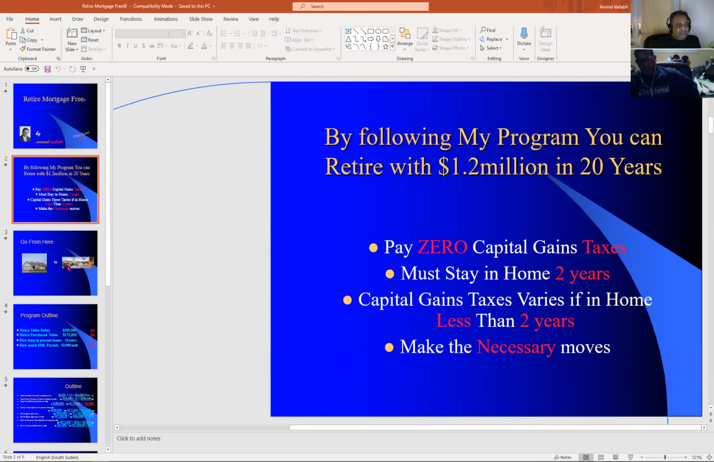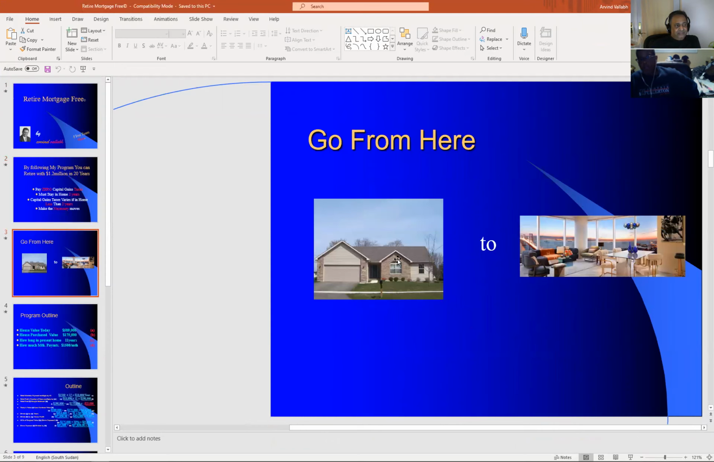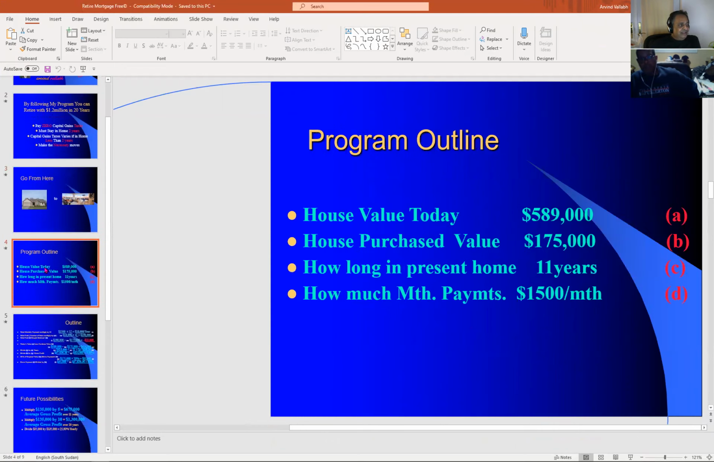But watch this. All right. By following my program, you can retire with $1.2 million in 20 years, pay 0 capital gains taxes, must stay in the home for 2 years. Capital gains taxes vary if in home less than 2 years. Make the necessary moves. So you move from here to something like this. Unbelievable. House value today, $589. House purchase value was 175.